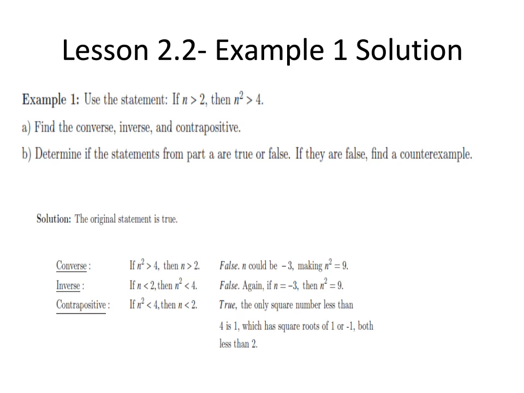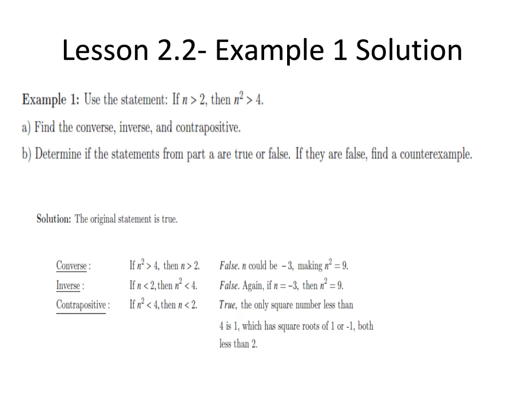The converse of the original statement is set up as if Q, then P. So the converse of the original statement would be if n squared is greater than 4, then n is greater than 2. Where Q equals n squared is greater than 4 and P equals n is greater than 2.